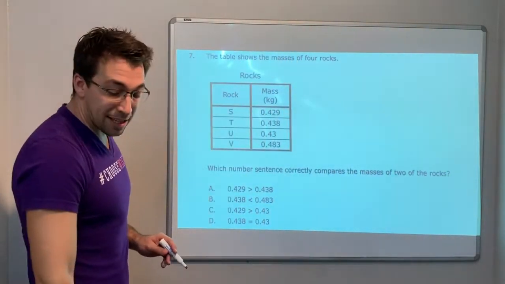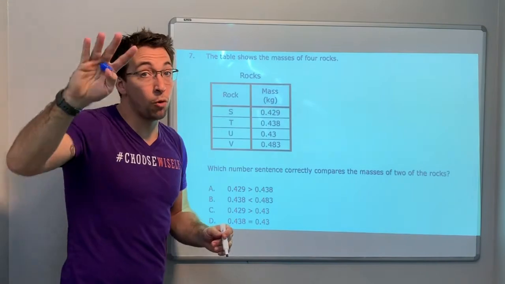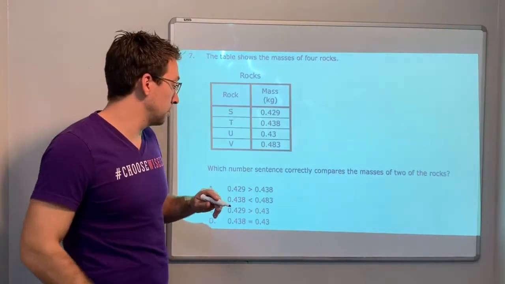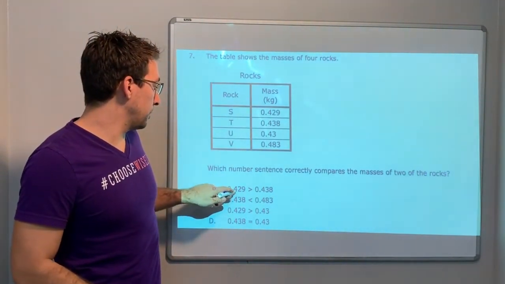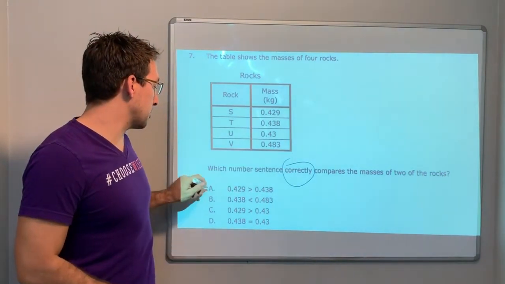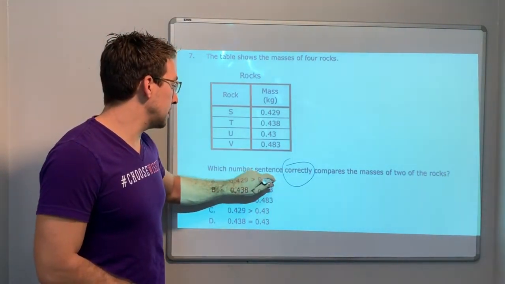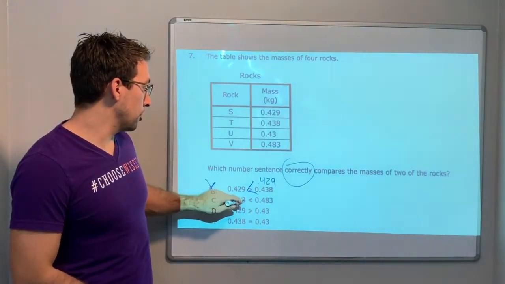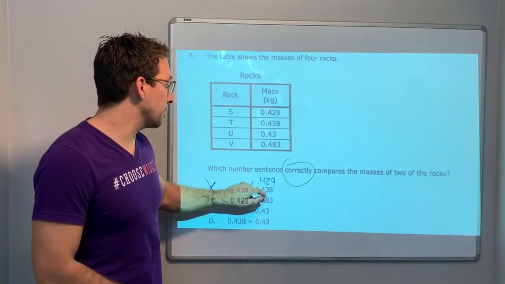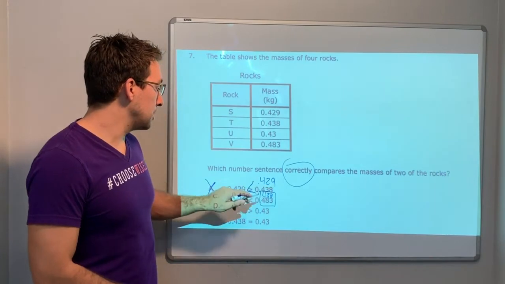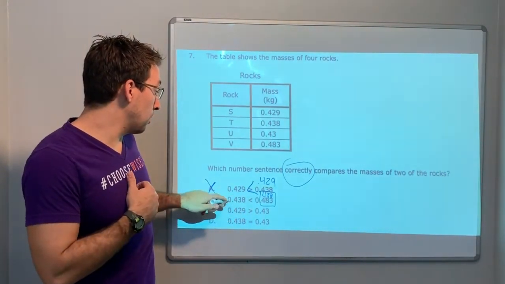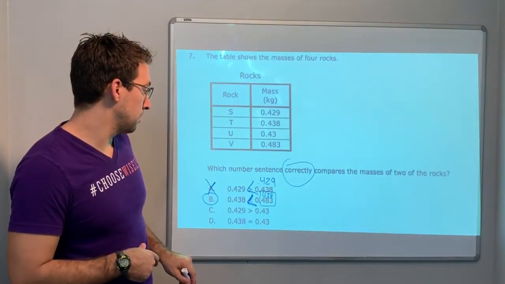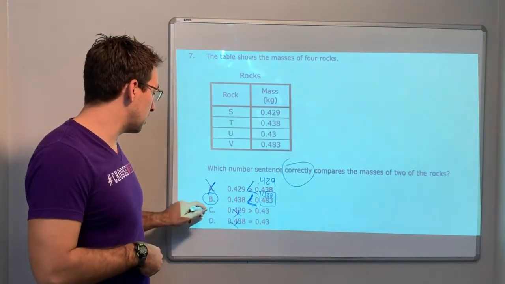All right. Last question. The table shows the masses of four rocks. Which number sentence correctly compares the masses of two of the rocks? We're looking for correct. This is not correct, right? 429 is smaller than, and it shows greater than. So, here you go. 438 is smaller than. So, that is correct. B is correct. C and D are wrong.